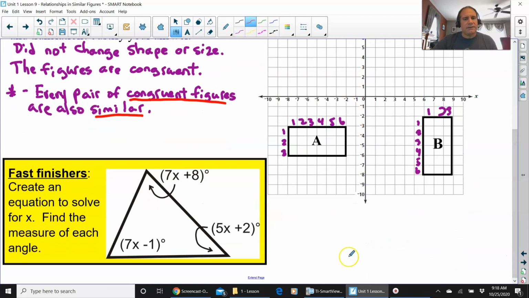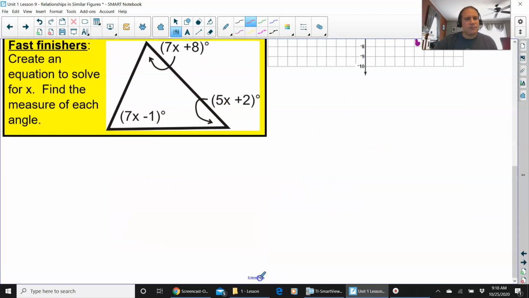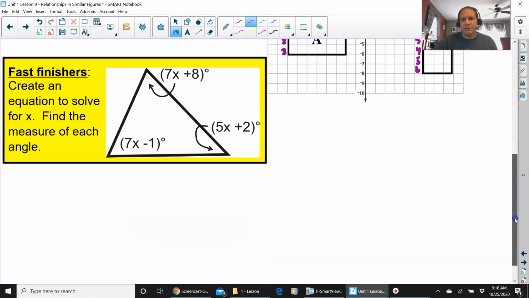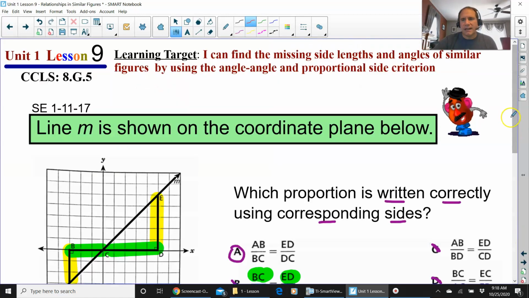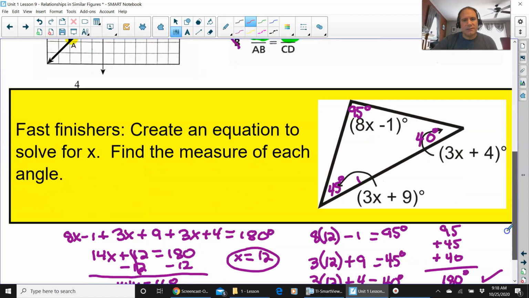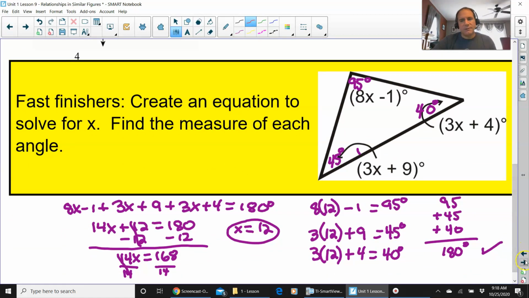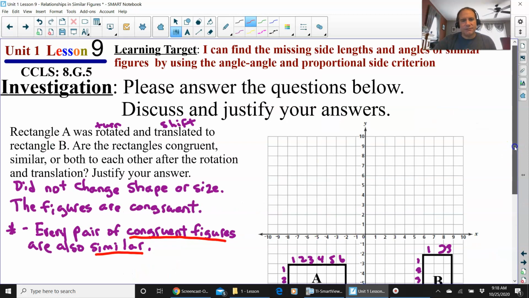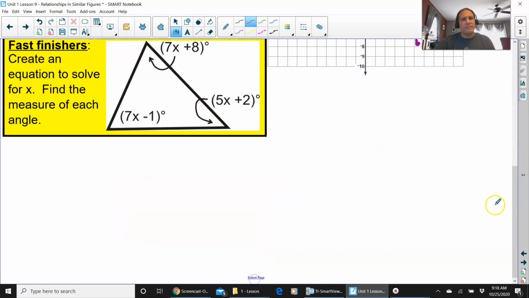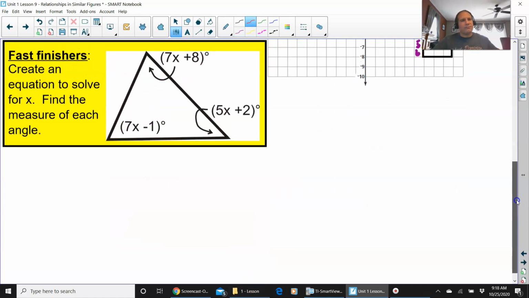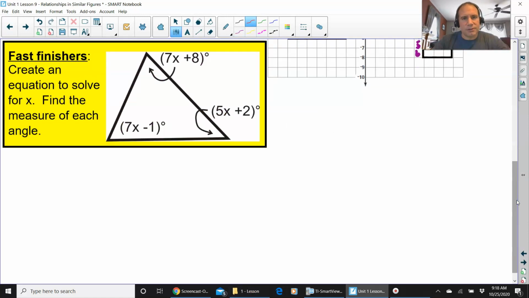All right, there is the fast finisher. Give it a try and see if you can do it. It's exactly the same with different expressions as this one right here. So if you did this one, you could definitely do this one. Go ahead, give it a try. We're going to press pause and we'll come back with all of the answers right there, right now. Press pause, try the problem now.